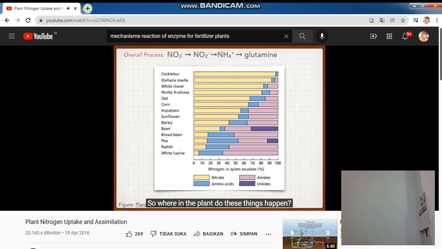It turns out it depends to some degree on the form of nitrogen the plant is using and also on the species of plant. So here we have the percentage of different forms of nitrogen found in the xylem, and you'll see that it varies quite a bit with plant species.